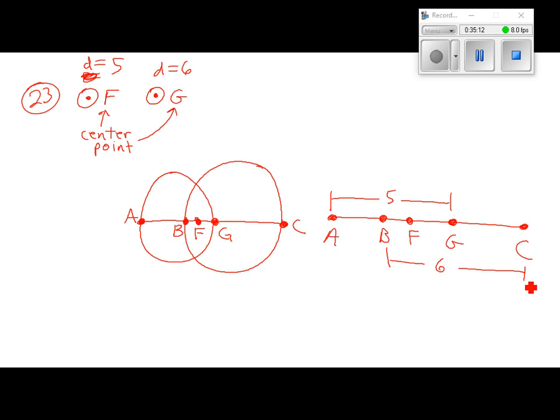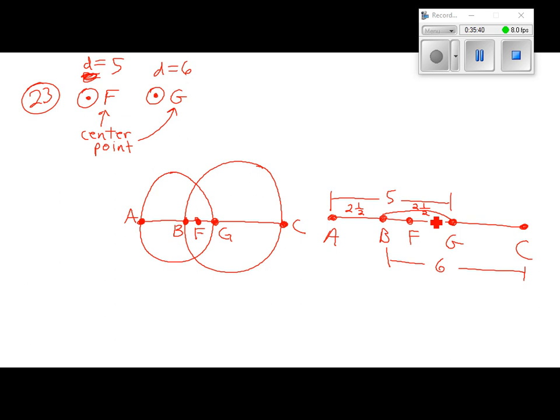Give me a radius again for the circle on the left. 2.5. AB. So we know that segment AB right here is how long? 2.5. Let's write that in. What's another radius for that circle? BG. How long is it then? 2.5. And it gets sort of hard to mark this, but can everybody see that that's 2.5 there? Yes. From there to there?